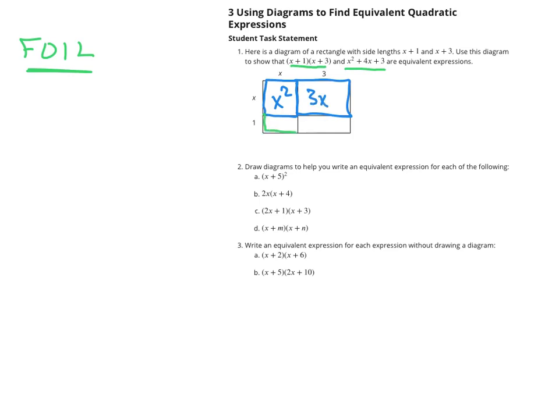X times 1 is 1x, but you do not have to write the 1. And 3 times 1 is 3. Now let's collect everything that's the same inside of there. This gives me x squared, because it's the only one with a raised to the second power. I have a 1x and a 3x. Those both have an x as a power, so I can add them together. And then a 3.